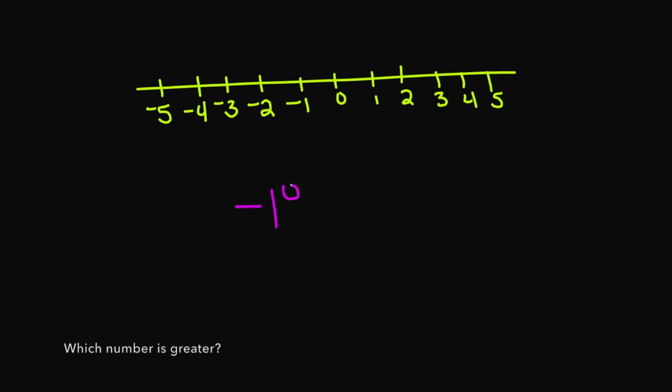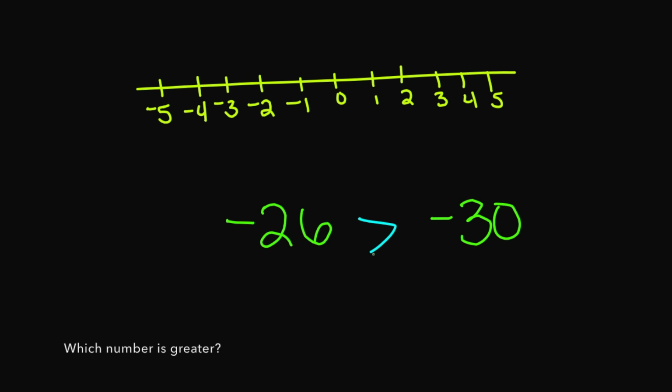What about -18 and -14? Which number here is greater? Based on this example, -14 is greater than -18, or you may say -18 is less than -14. So -14 is greater than -18, or -18 is less than -14, because -14 is closer to 0 than -18. What about -26 and -30? Which number here is greater? The number that's greater here is going to be -26 because -26 is closer to 0 than -30.